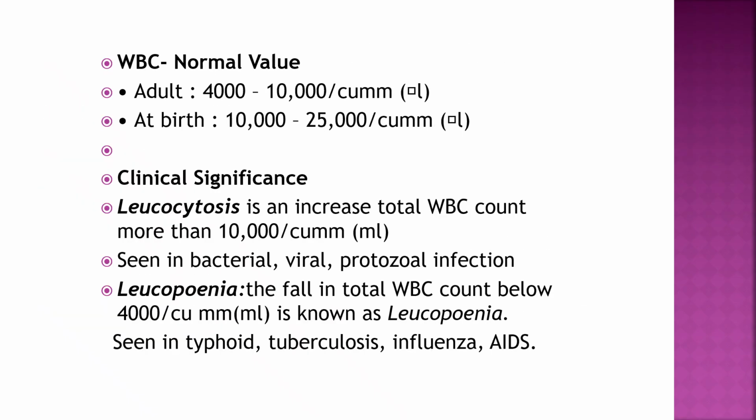Normal value in adult, the WBC count is 4,000 to 10,000 cells per cubic millimeter, and at birth it may vary from 10,000 to 25,000 cells per cubic millimeter. Increase in WBC count is called leukocytosis, and it can be seen in infections like bacterial, viral, protozoal. Leukopenia is a fall in WBC count below 4,000 cells, and it is seen in typhoid, tuberculosis and influenza, and also in HIV.